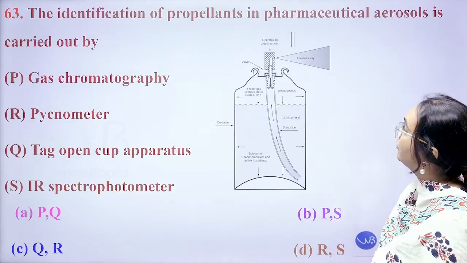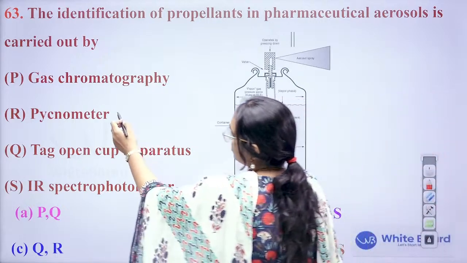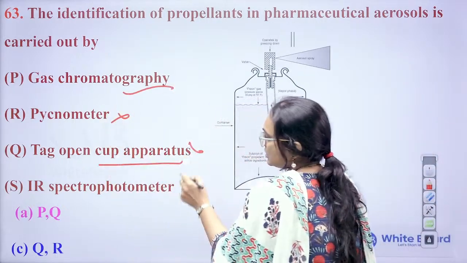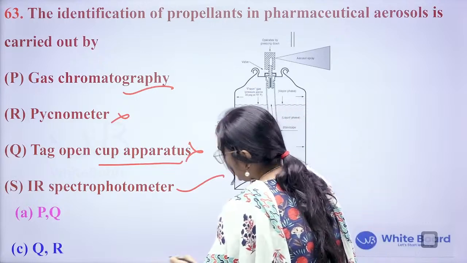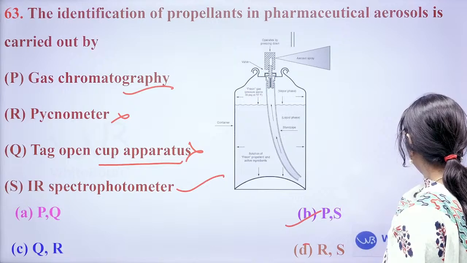The identification of propellants in pharmaceutical aerosols, as I just said: pycnometer is no, gas chromatography, there is IR spectroscopy. Option is P and S. So, the answer is B, 63 answer is B.